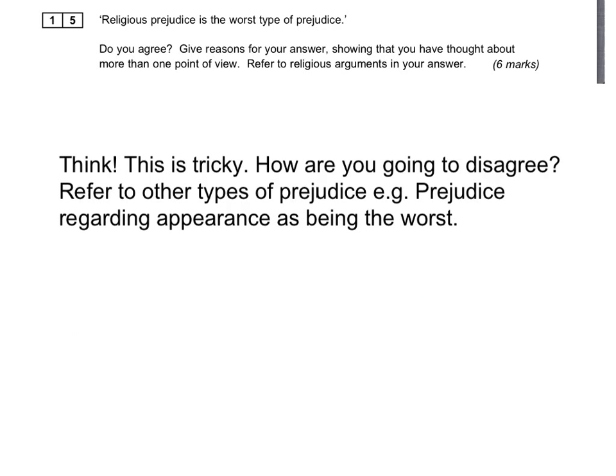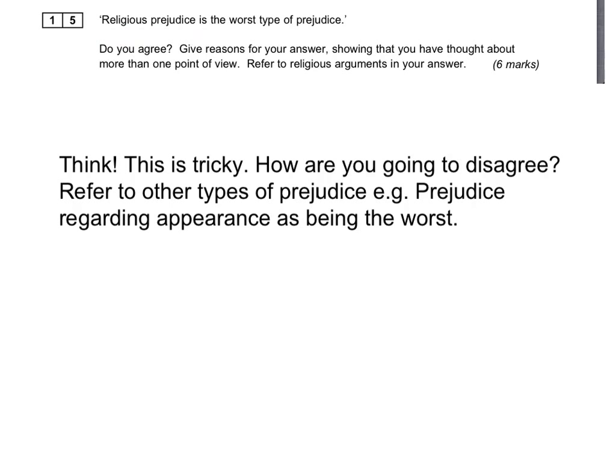Last one, our final evaluative question for 6 marks. A tricky one, but a standard one. Religious prejudice is the worst type of prejudice. Now in your mocks, you had one very similar to this, but rather than saying religious prejudice, it just said fear. So this is a common kind of evaluative statement for this unit.